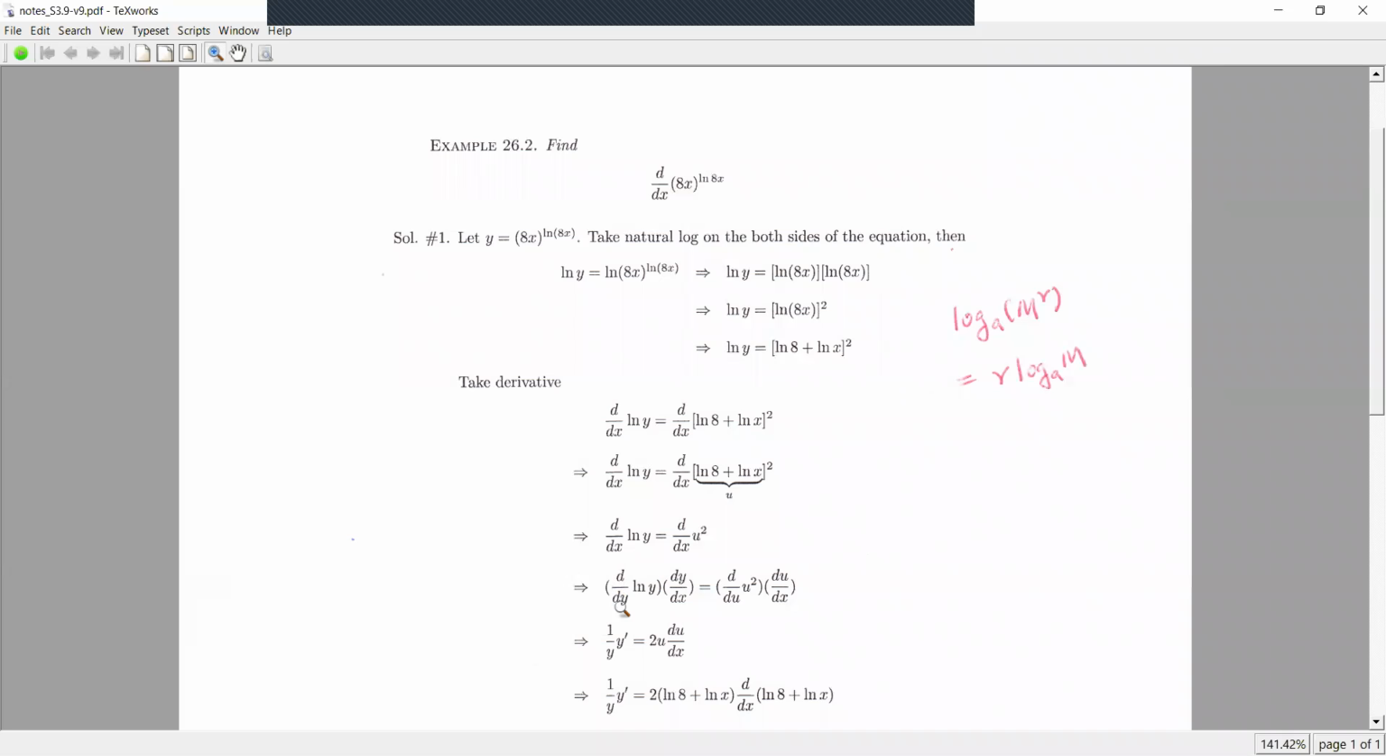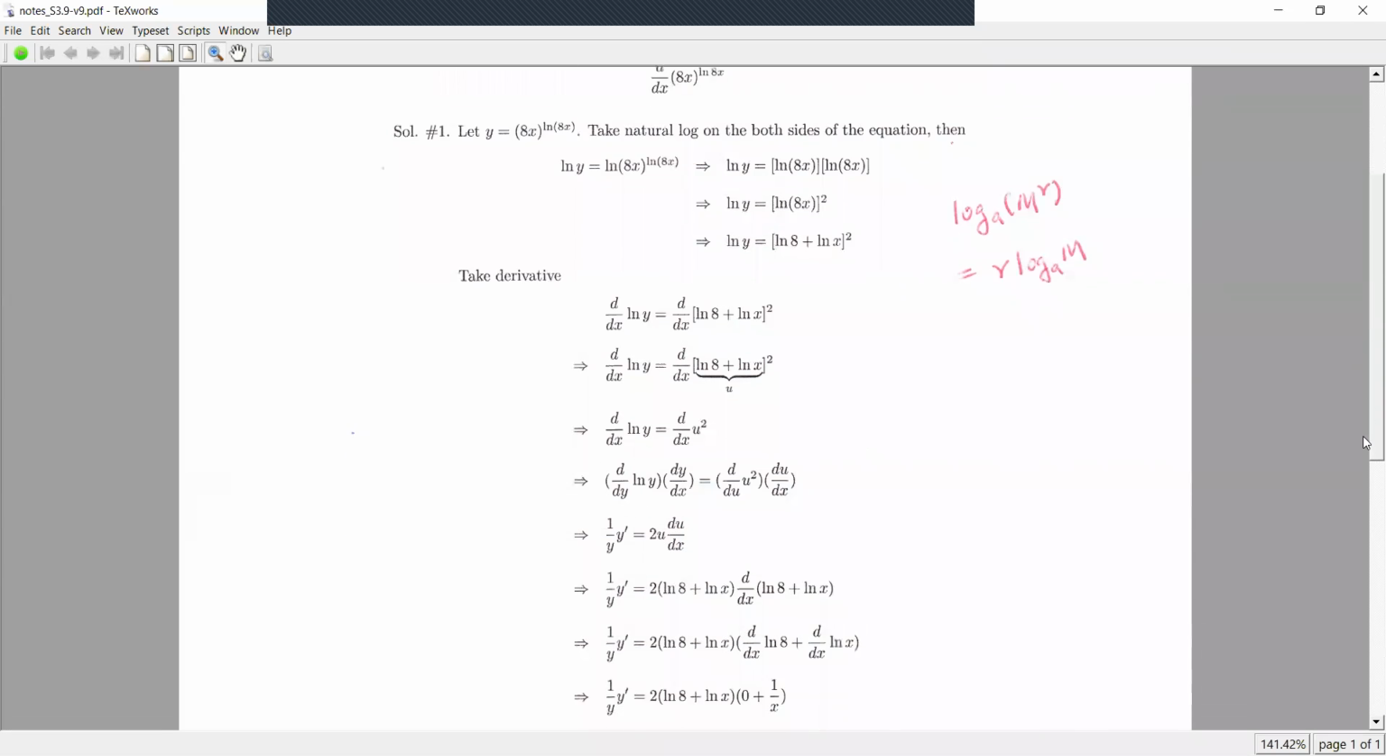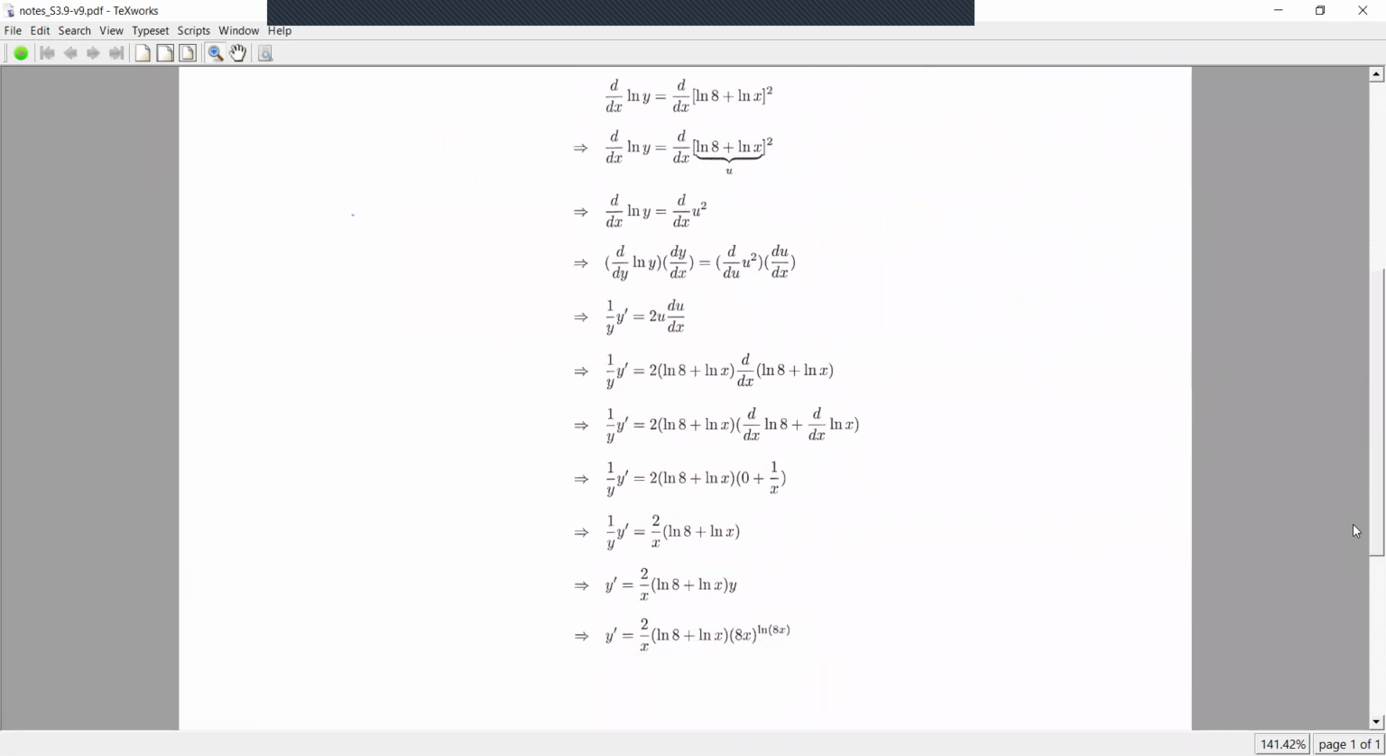Derivative of natural log of y with respect to y is 1 over y. Derivative of y with respect to x is y prime. Derivative of u squared with respect to u is 2u. Now, remove u, the intermediate variable. Plug in natural log of 8 plus natural log of x for the u here. Then I have this equation.